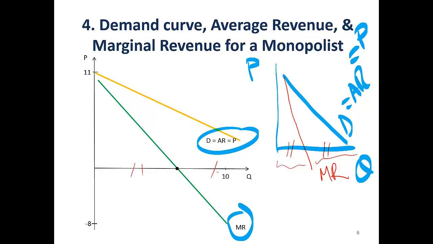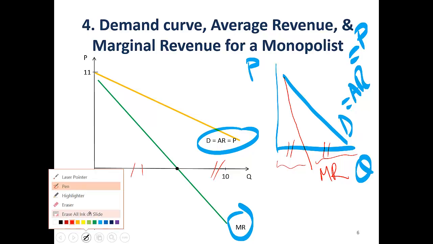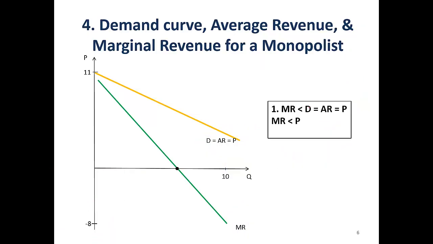Let me erase the signs and just wrap things up. Demand, average revenue, and price are equal to each other. Marginal revenue will always lie below these. Why is this important? Why am I learning this? You can ask, you know why?